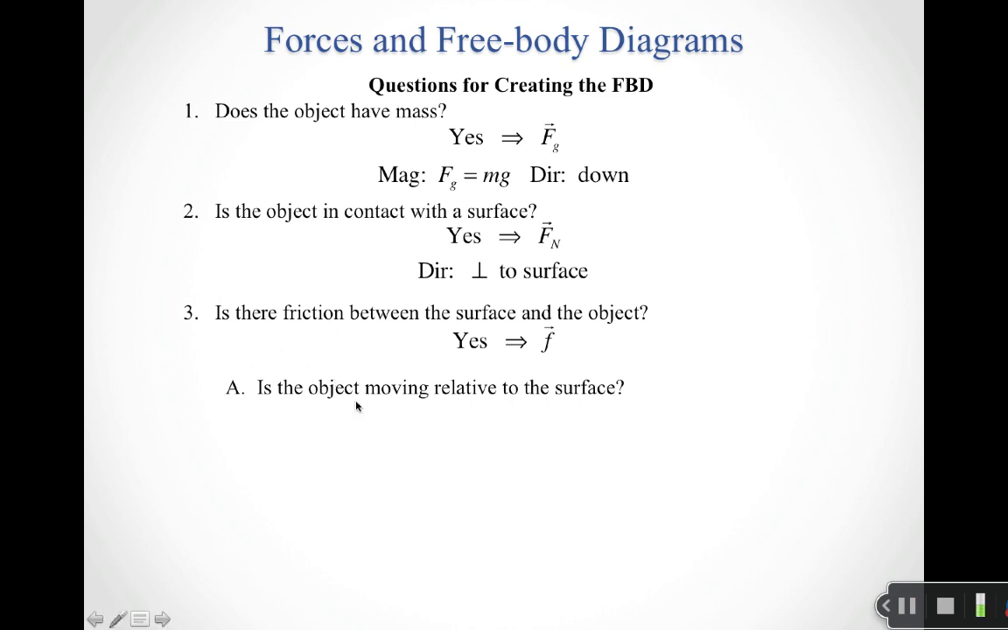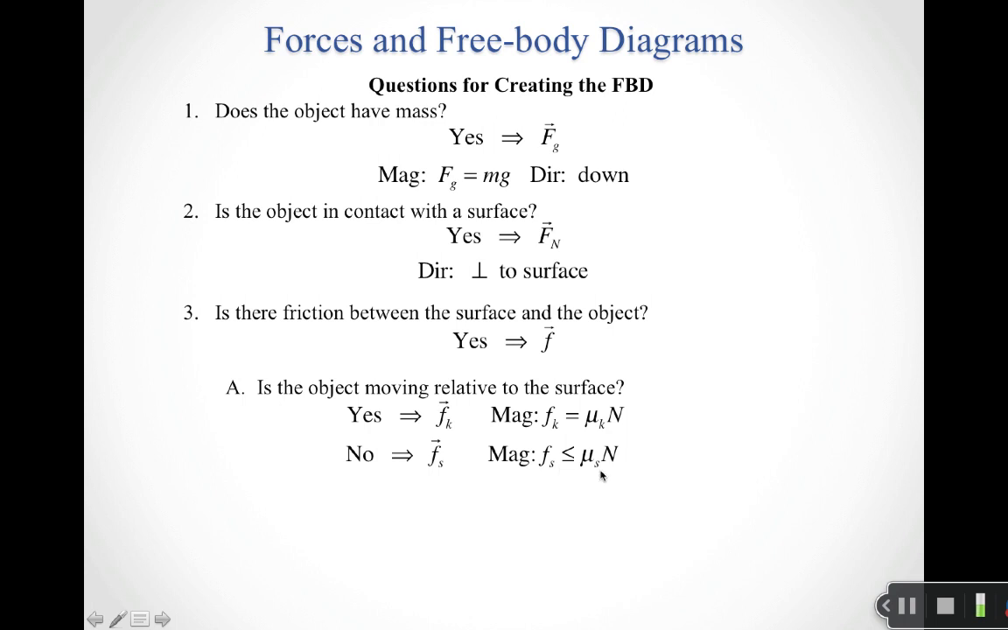If I have friction, then the next question I need to ask is, is the object moving relative to the surface? This is going to tell me what type of friction force I have. If the object is moving relative to the surface, then I'm going to have kinetic friction. If it's not moving relative to the surface, so it's stationary, I have static friction. If I have kinetic friction, I know how to calculate its magnitude. The magnitude of the force of kinetic friction is equal to mu sub k, the coefficient of kinetic friction, times the normal.